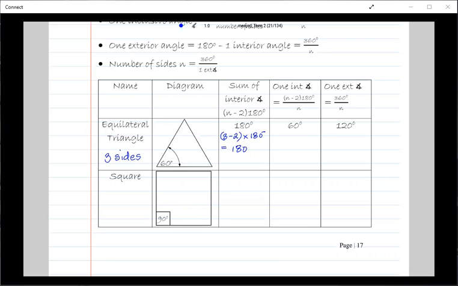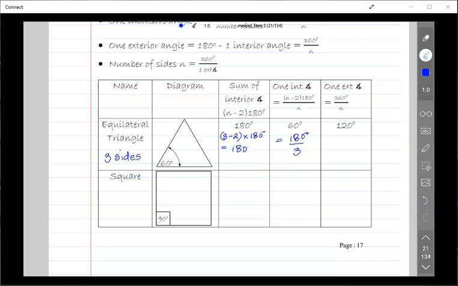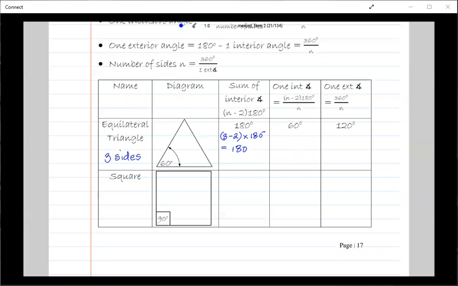Now, if you have three interior angles, and the three of them add up to 180 degrees, one interior angle would be equal to 180 degrees divided by 3. So you can look at it that way, or you can look at it this way by saying the three interior angles of a triangle must add up to 180. So divide by 3, divide by 3. So one interior angle must be equal to 60 degrees.